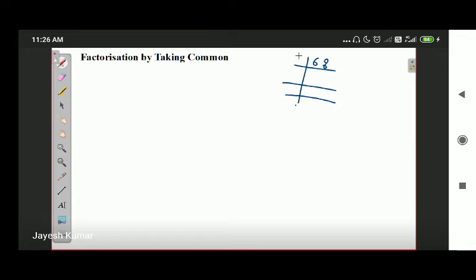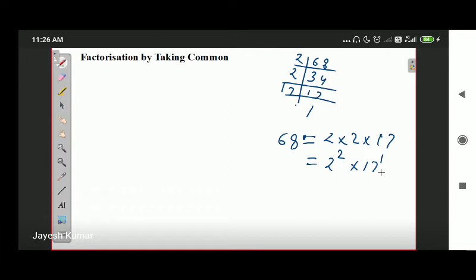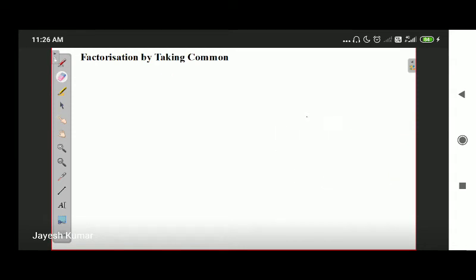2 3s are 6, 2 4s are 8, 2 1 is 2, 2 7s are 14, and 17 1 is 17. So the factors of 68 will be 2 into 2 into 17, or you can also write it in the form of exponents, 2 square into 17 to the power 1. Why 17 to the power 1? Because 17 is coming just once here. So we are going to do this type of thing for an algebraic expression as well. How? That is the question, and that we have to understand now.